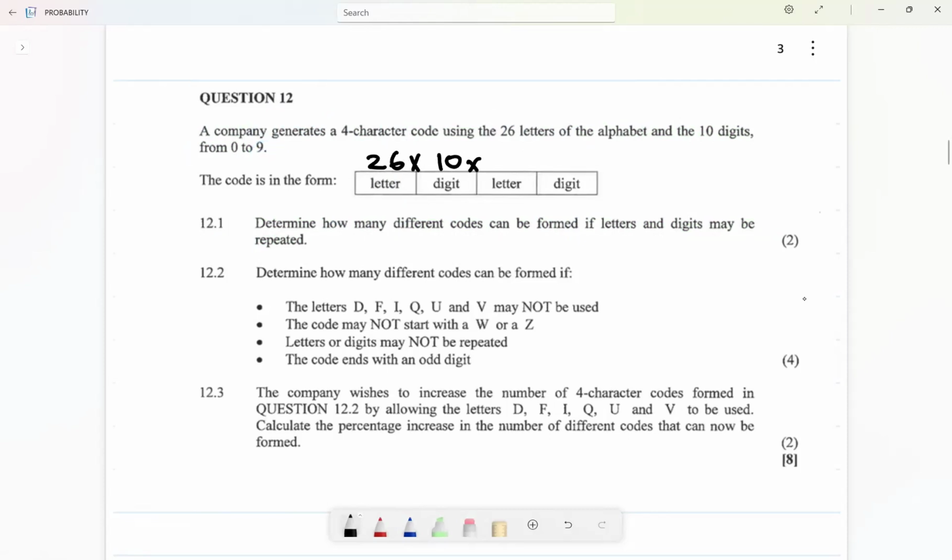But now we know that normally when you have used a letter, you will have to take it out. But now they say letters and digits may be repeated. So whatever letter I had here, I can also use it again, and the digit can be 10 again. So this is basically 26 times 10 times 26 times 10, and then it is equal to something like 67,600, if I did not do any mistake.